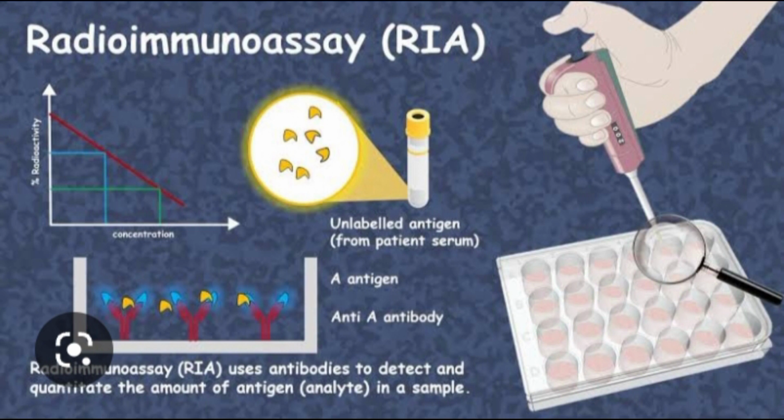Enzyme-linked immunosorbent assay, or enzyme immunoassay: the ELISA. Enzymes are used to label the antigen and/or antibody. There are two types of ELISA: the single antibody method and the double antibody method.